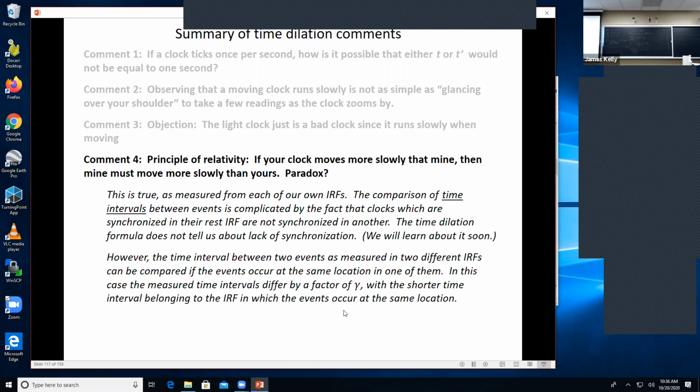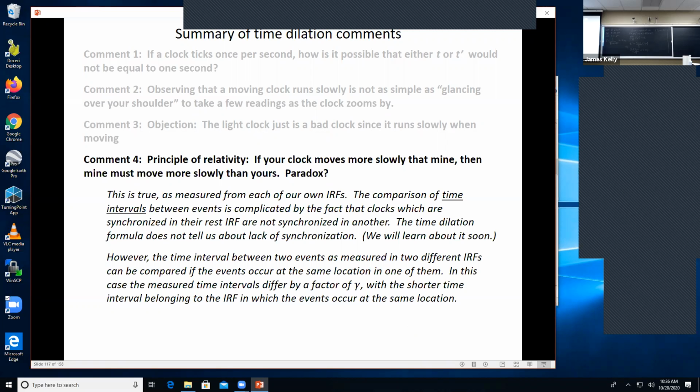In other words, one of the clocks just passes by the first event and then arrives at the second event of interest later on, as it was in the example. In that case, the shorter time interval experienced will belong to the inertial reference frame in which the events occur at the same location, the one that we think of as moving in that picture, right?